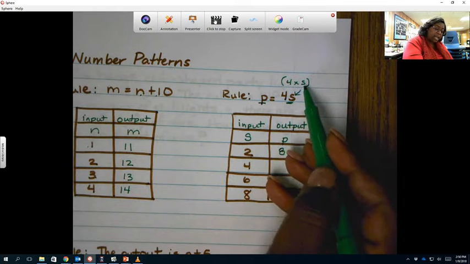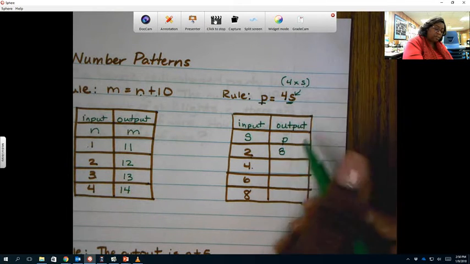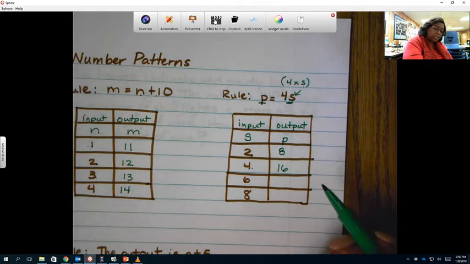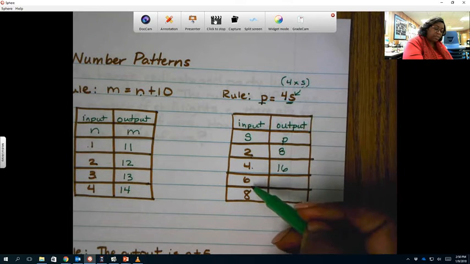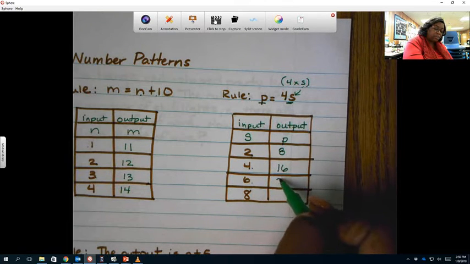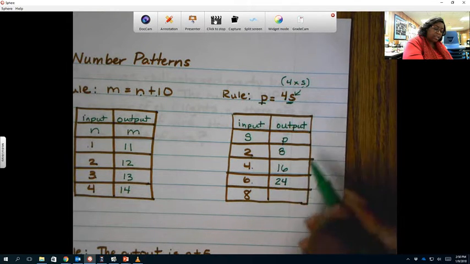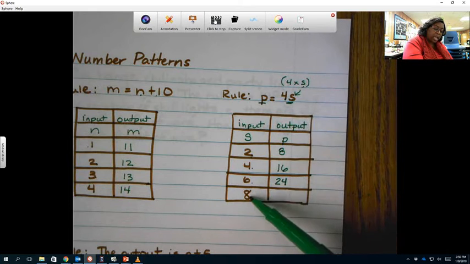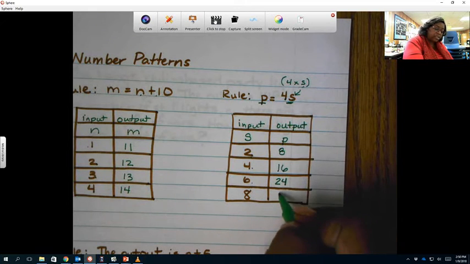If I replace S with the number 4, 4 times 4 equals 16. If I replace S with the number 6, 4 times 6 equals 24. And if I replace S with the number 8, 4 times 8 is 32.